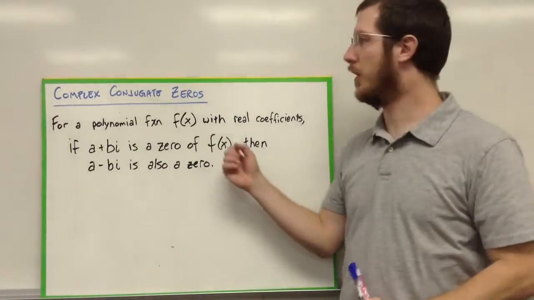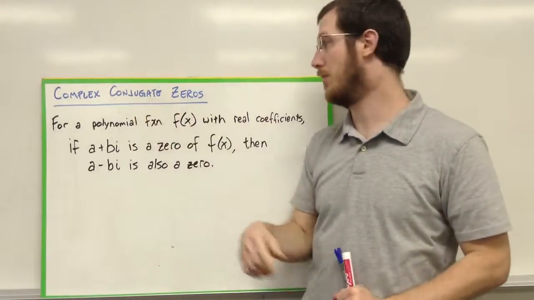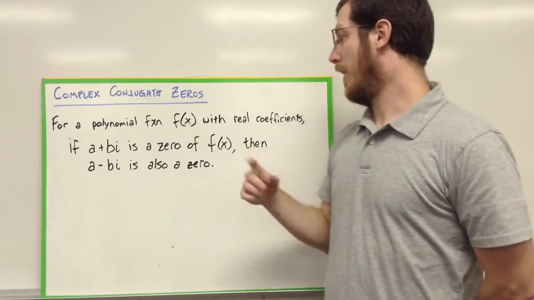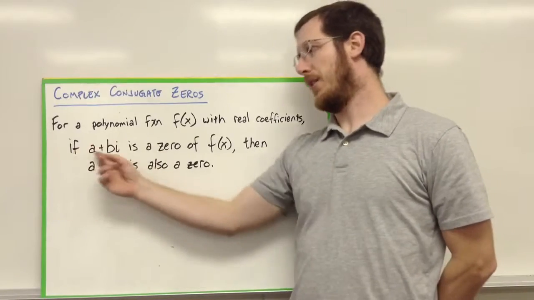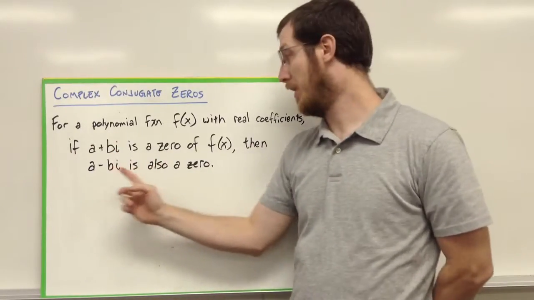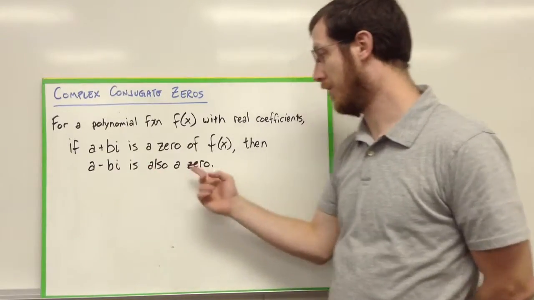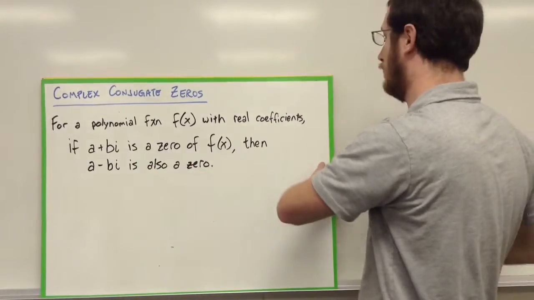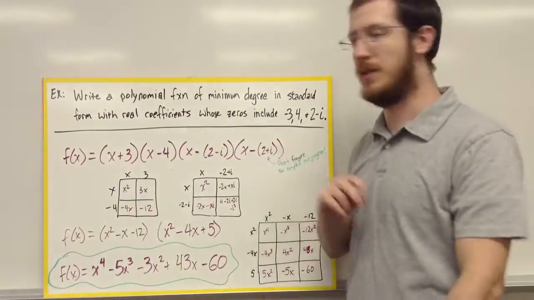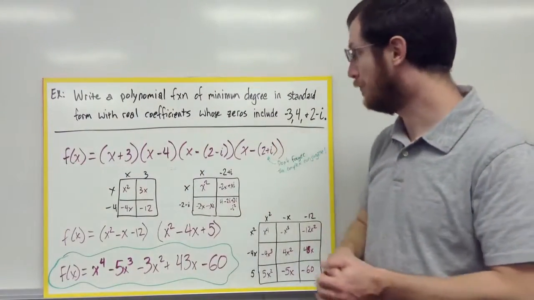Okay, in this lesson we're going to talk about complex conjugate zeros of polynomial functions. For a polynomial function f of x with real coefficients, if a plus bi is a zero of f of x, then a minus bi, its conjugate, is also a zero. Okay, so we're going to look at two examples of where this comes into play.